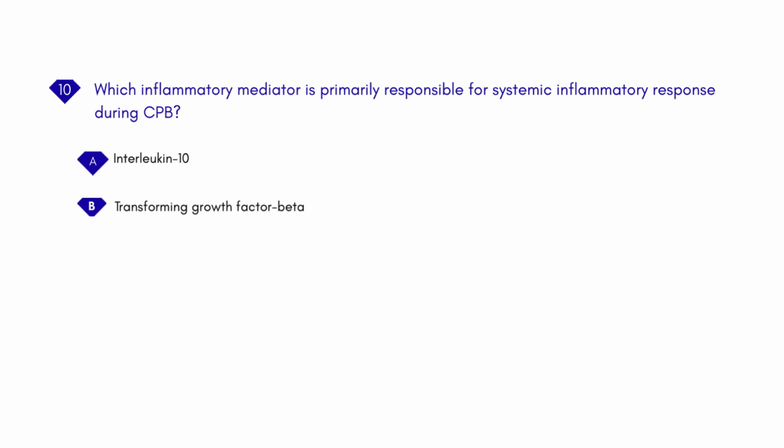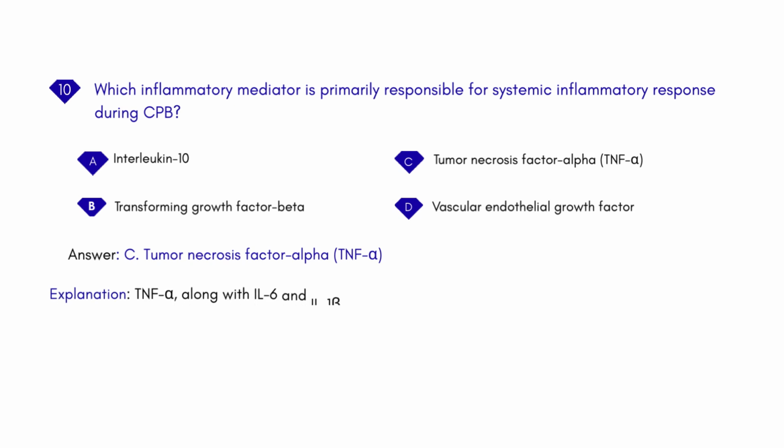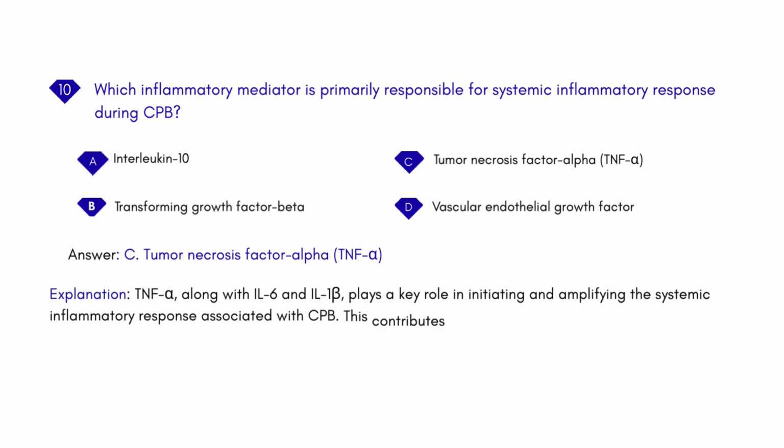Which inflammatory mediator is primarily responsible for systemic inflammatory response during CPB? A. Interleukin-10. B. Transforming growth factor beta. C. Tumor necrosis factor alpha, TNF-alpha. D. Vascular endothelial growth factor. Answer: C. Tumor necrosis factor alpha, TNF-alpha. Explanation: TNF-alpha, along with IL-6 and IL-1 beta, plays a key role in initiating and amplifying the systemic inflammatory response associated with CPB. This contributes to capillary leak, organ edema, and dysfunction.